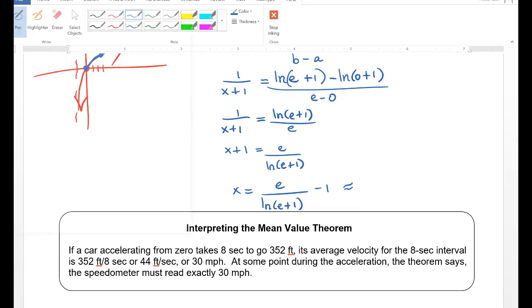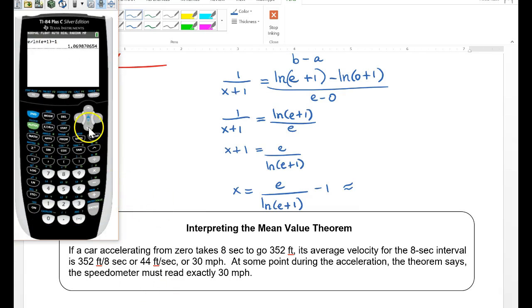There's 2 e's. Do you see right where the division sign is? Second divided by just gives you an e. The one where it's second ln gives you e to the power. That's so weird.